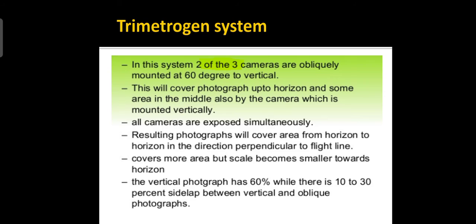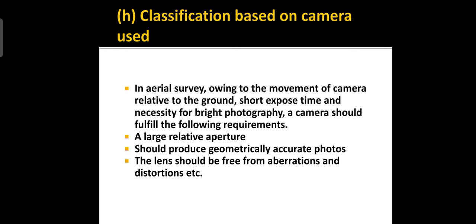Some areas may also be covered by cameras mounted vertically. All cameras are exposed simultaneously. The resulting photograph will cover an area from horizon to horizon in the direction perpendicular to the flight. It covers more area, but the scale becomes smaller towards the horizon. That means the vertical photograph will have a larger scale, but when we look at the left and right sides of the imagery, we can see that the scale decreases. The vertical photographs have 60 percent side lap, whereas there is 10 to 30 percent side lap between vertical and oblique photographs. Now, classification based on the camera used.